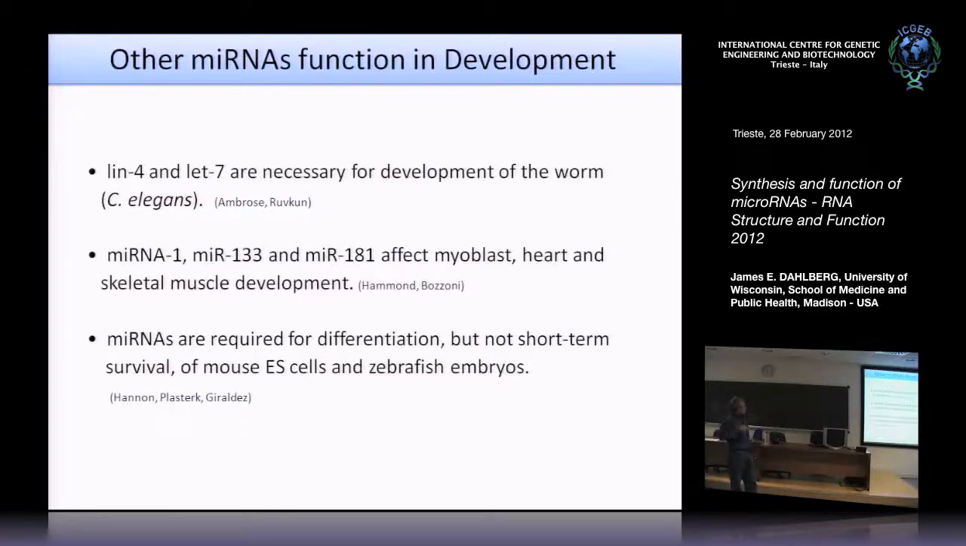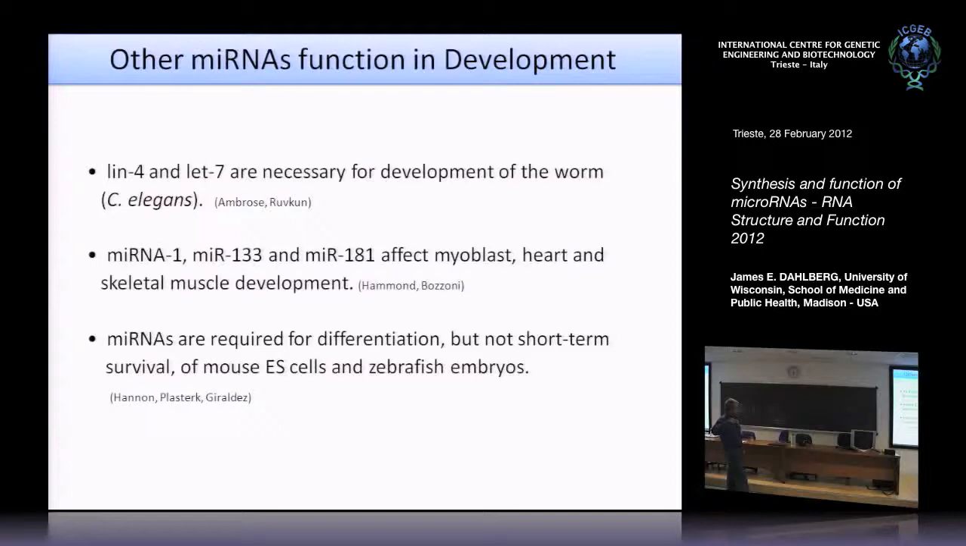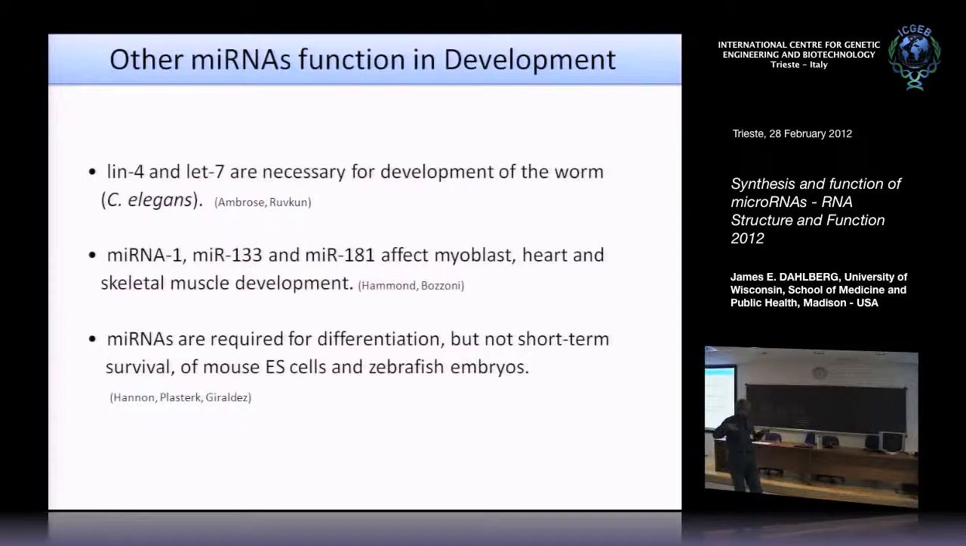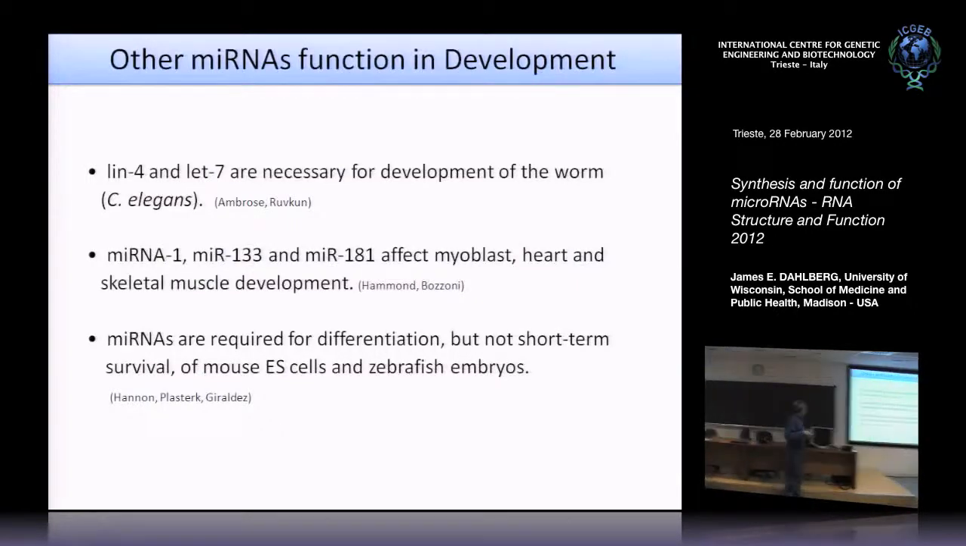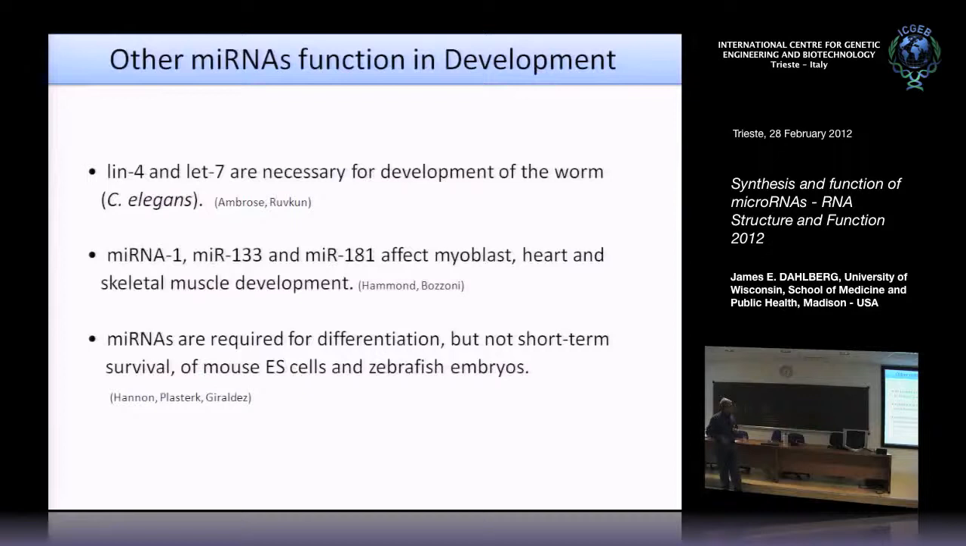Just a little history here. LET7 and LIN4 were the beginning of the study of microRNAs, and it was shown that this was absolutely essential for early development in worms. There are a number of labs now, Bozzoni among them, looking at microRNAs in heart and other tissues, in normal development. And much as these microRNAs are important in development, they don't seem to be important for survival of embryonic stem cells. So it's more of a switch, at least in this case here.